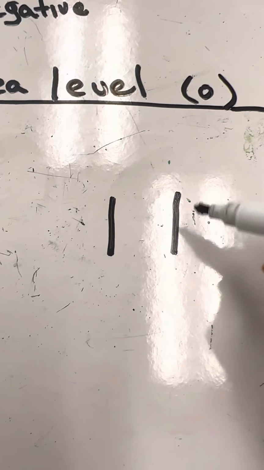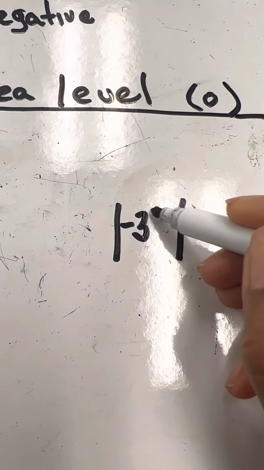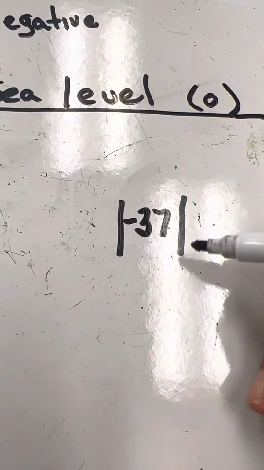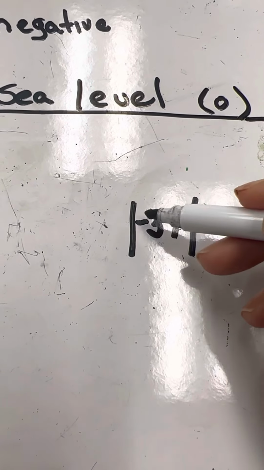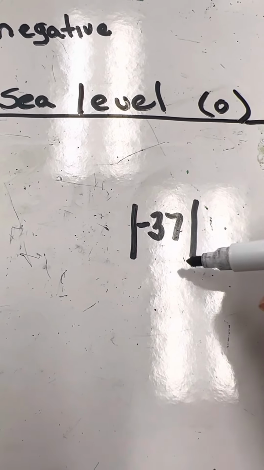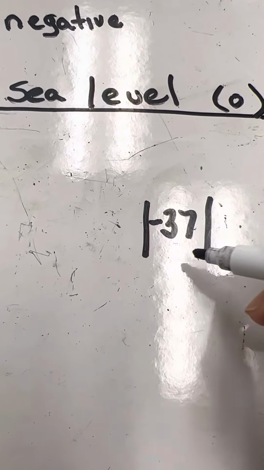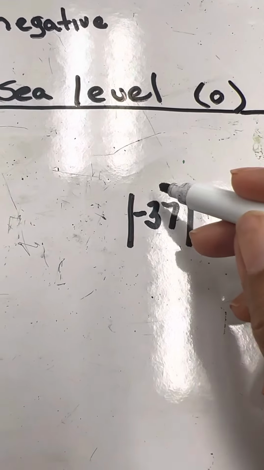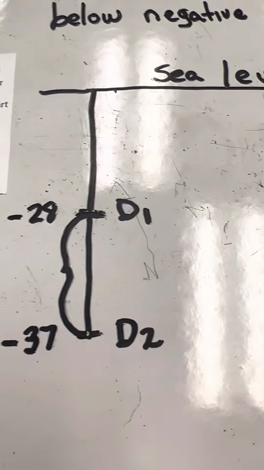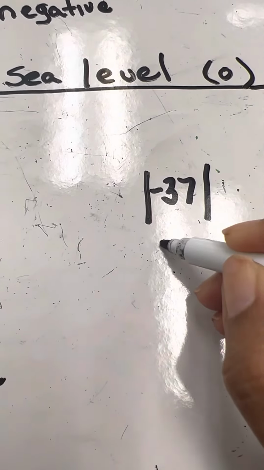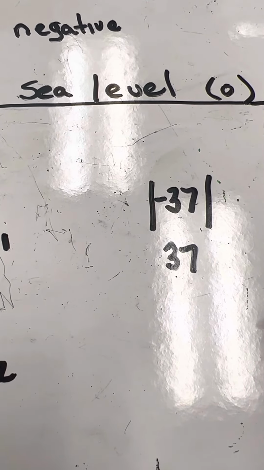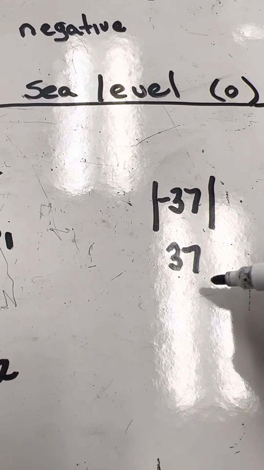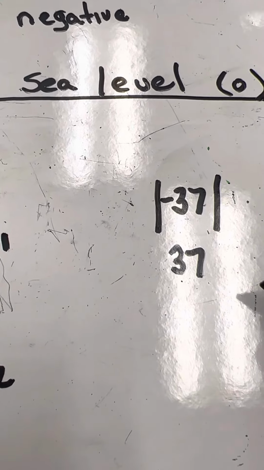Every time you see these bars with a number inside, that is called absolute value. Absolute value represents the distance of the number inside from 0. So the absolute value is distance. The absolute value of -37 is 37 units away. Students get confused with positive and negative, and I always tell them distance is never negative. The absolute value of a number is a distance, so it's positive.